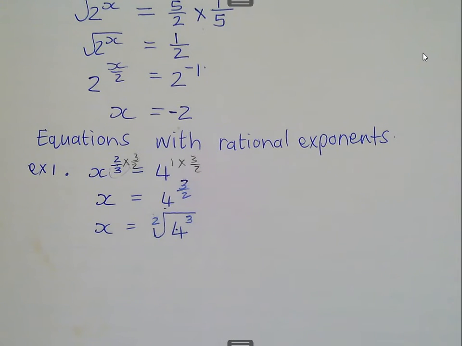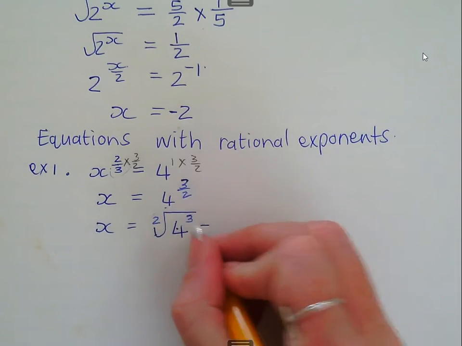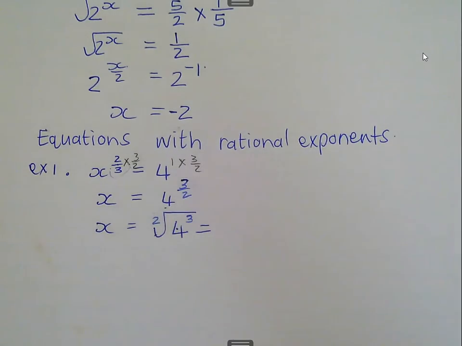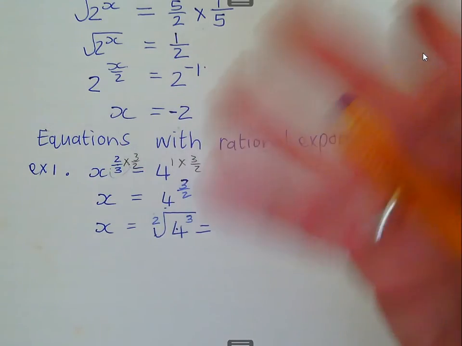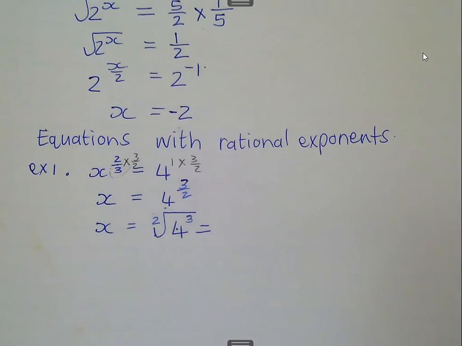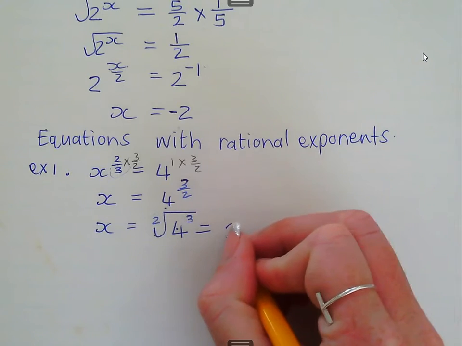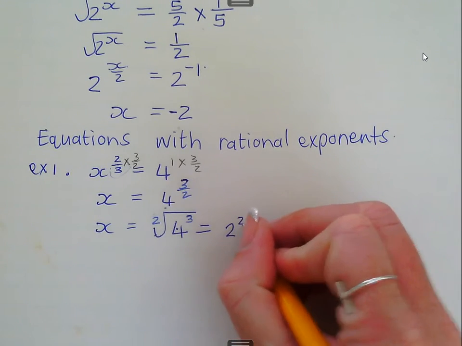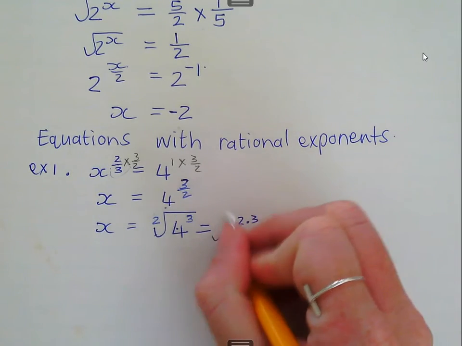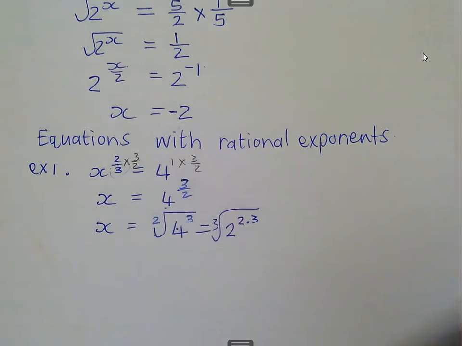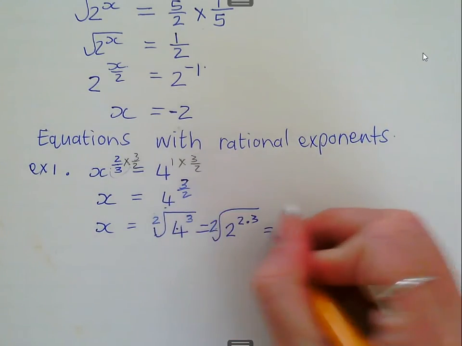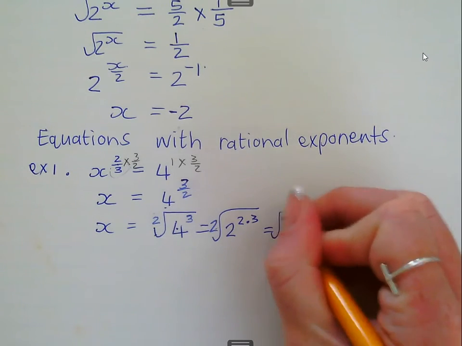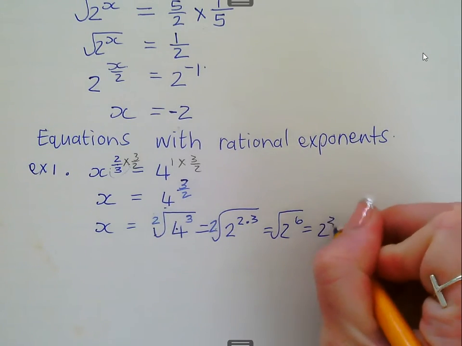Third option, I can write 4 in prime number base. And this is what we're going to do, especially when we've got big numbers. Like, for instance, if that was a 20, that would be a very big number. You won't be able to calculate it. So you can write it as 2 to the power of 2 times 3, square root. And then it's 2 to the power of 6 square root. And then I've got 2 to the power of 3, which is equal to 8.